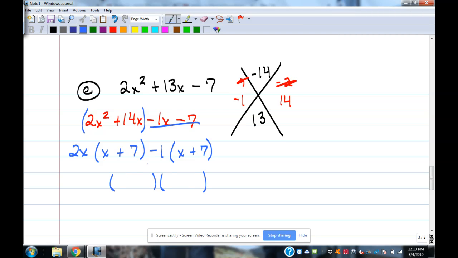Final answer: x plus 7, 2x minus 1. The matching parentheses is 1. The other one is the stuff in front.